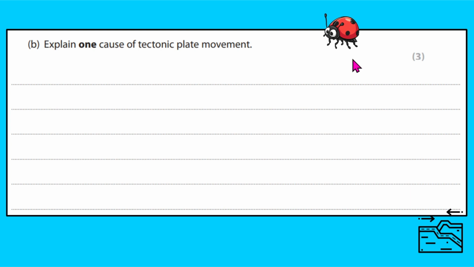Okay, so what I'm going to do now is bug it for you. So, box the command word, explain. Obviously, one is important. Cause, tectonic plate movement. So it's a pretty simple question, right? There's not many words that we need to cut out there. And then we glance at the marks and we see it's 3 marks. So, we're going to get a mark for the point and 2 marks for the development.